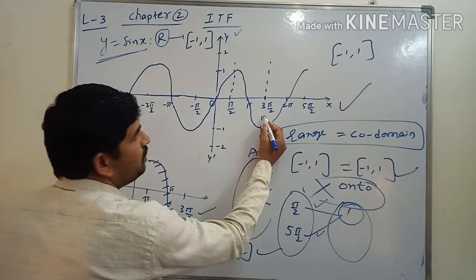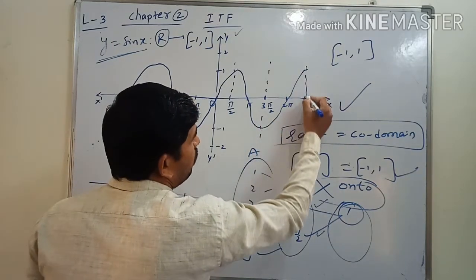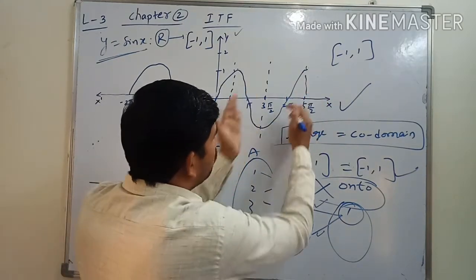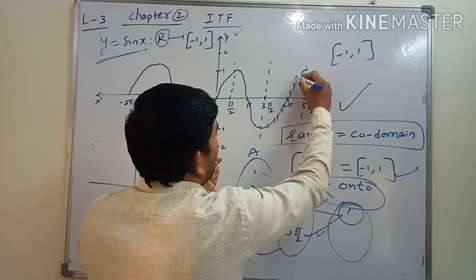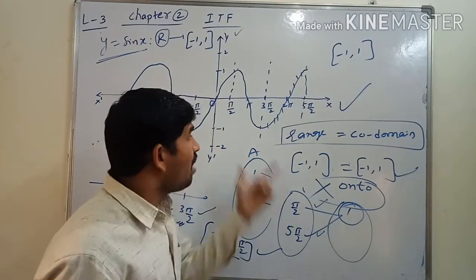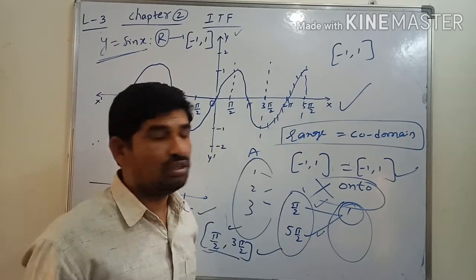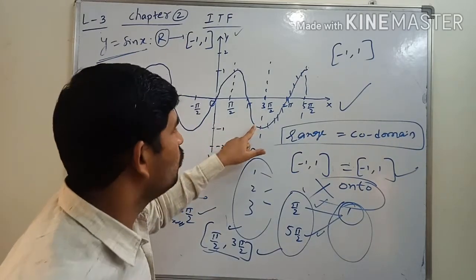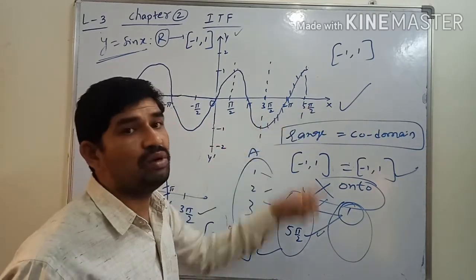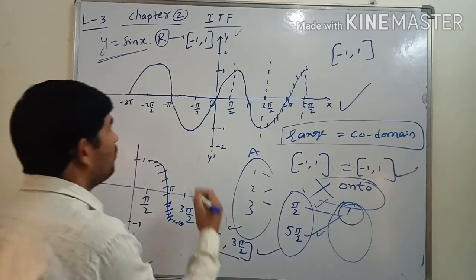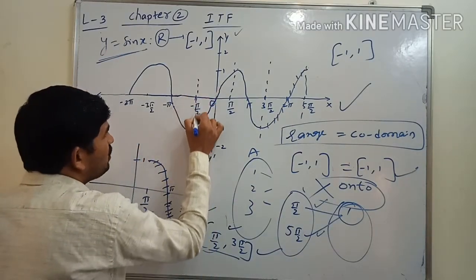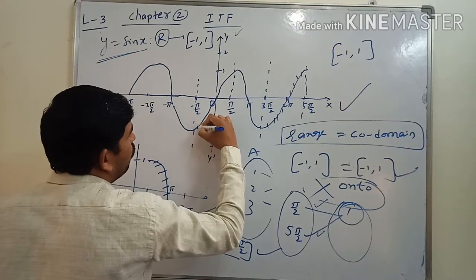We will take between 3 pi by 2 to 5 pi by 2 also. If you are taking this branch also, definitely the function is again 1-1. Among these we can take any branch, not only pi by 2 to 3 pi by 2, and not only 3 pi by 2 to 5 pi by 2. Also we can take, remember, in between minus pi by 2 to pi by 2 also.